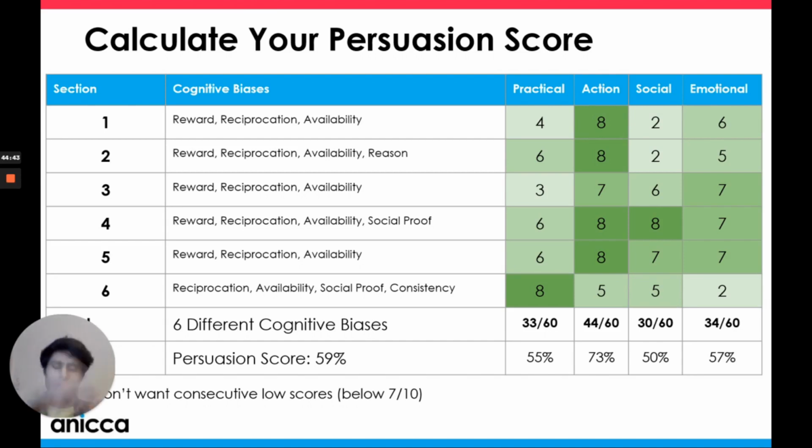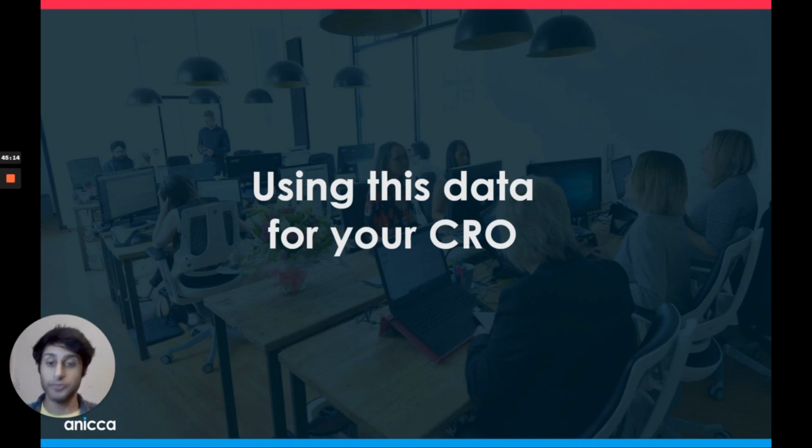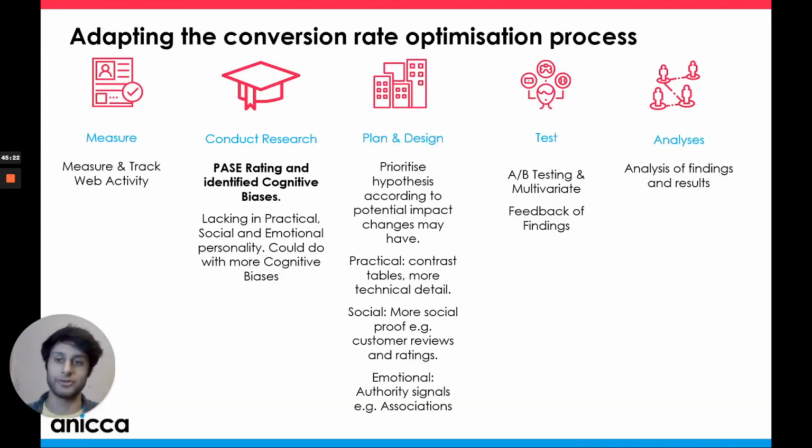The overall persuasion score is 59%, and it's important that you do this for your website, but also for your local competitors and the big dogs of the industry, just to see where you are. Do a gap analysis and say, okay, we can be more persuasive by putting this in. Let's shorten that gap and be way more persuasive than them. It's a pretty cool tool. So we've got this data, and let's use it for your CRO.